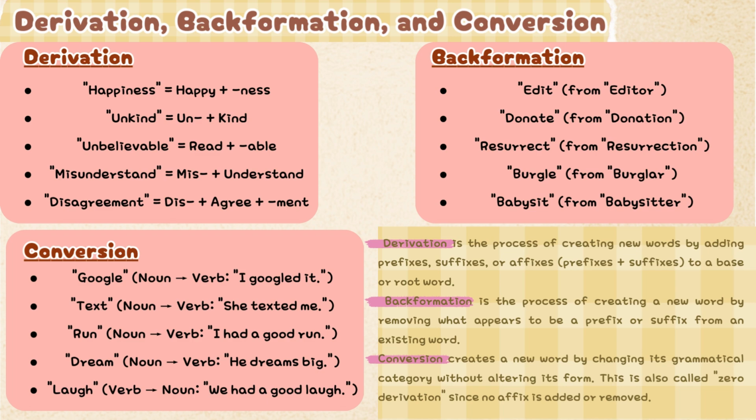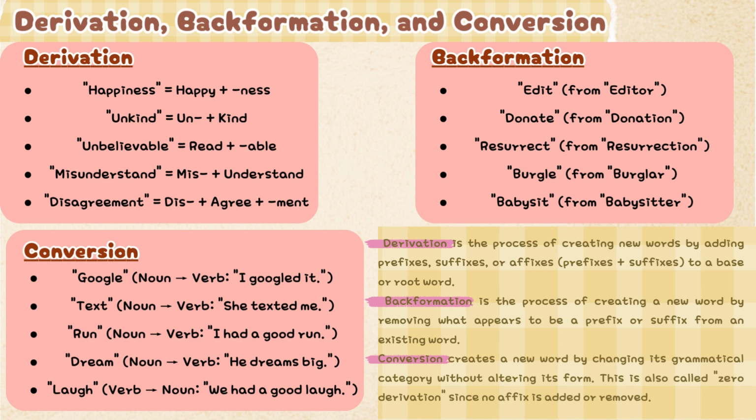Next, back formation. It's done by removing what appears to be a prefix or a suffix to form a new, simpler word. For instance, the word edit is obtained from editor, and donate is formed from donation. Back formation generally consists of the use of words that have ordinary suffix endings such as ion.